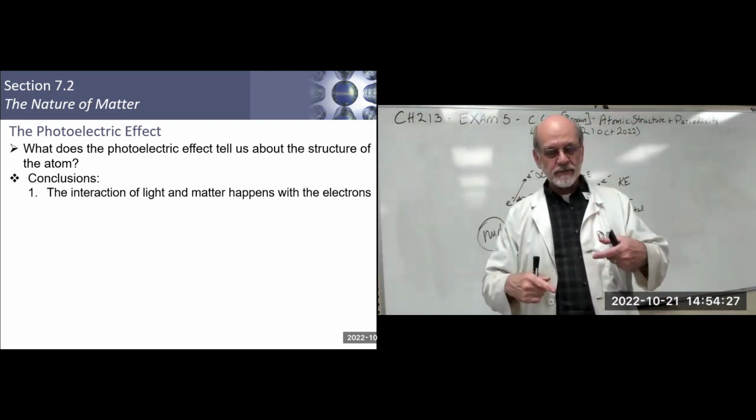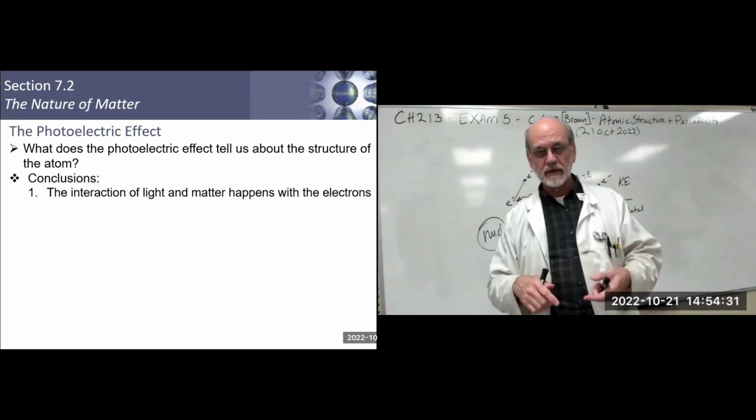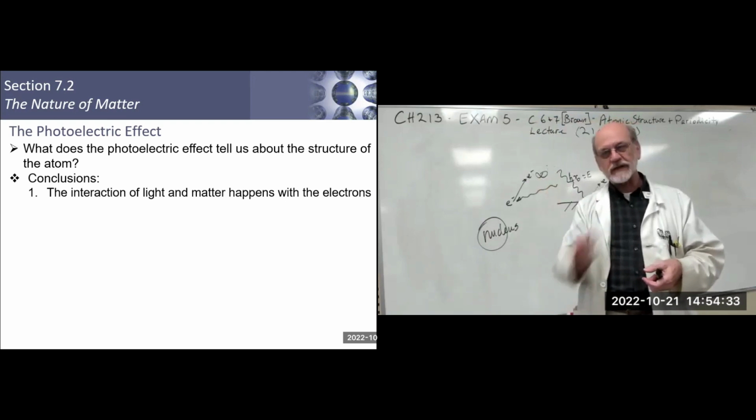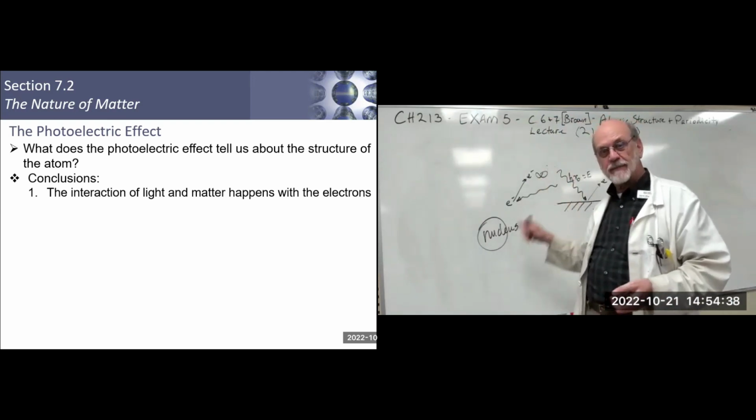That's the whole concept behind the photoelectric cell, where we take sunlight and convert it directly into electricity. That's the process that happens.